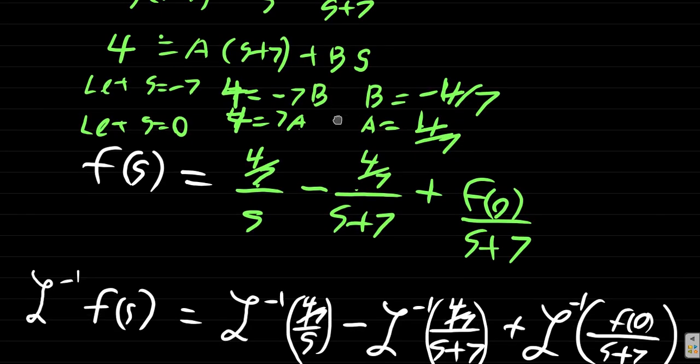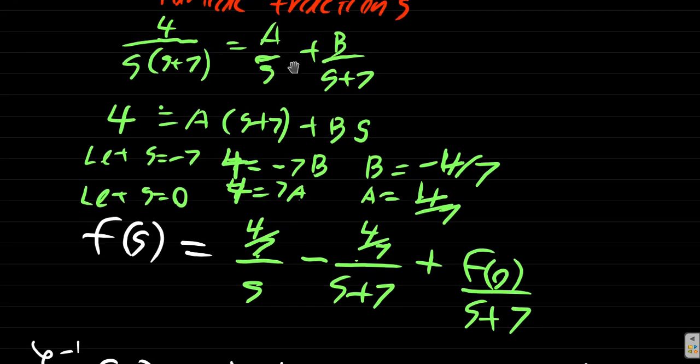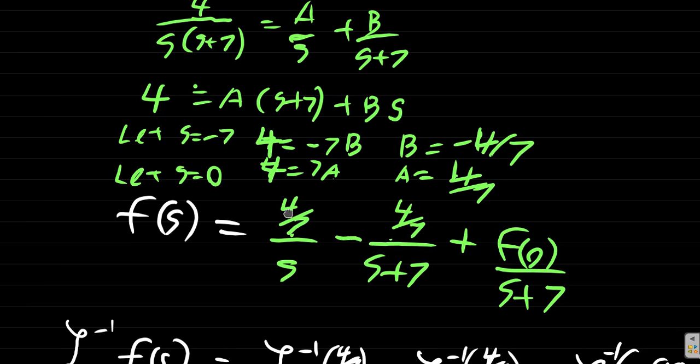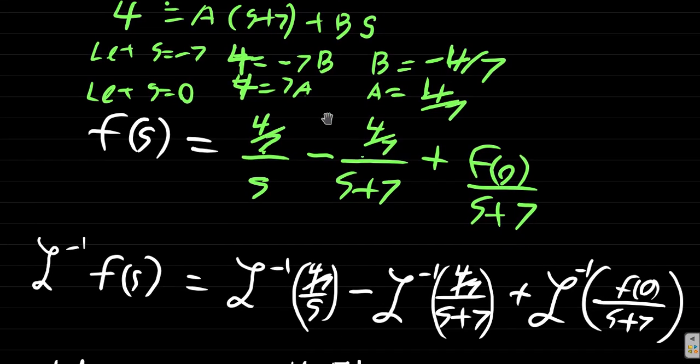And then we have F of s equals 4 over 7 over s, negative 4 over 7 over s plus 7, plus F of 0 over s plus 7. Some persons you might see where they put 4 over 7s. But I think it's simpler, less stress on the brain, to put 4 over 7 divided by s, to just separate the number up top from the denominator s and the s plus 7.